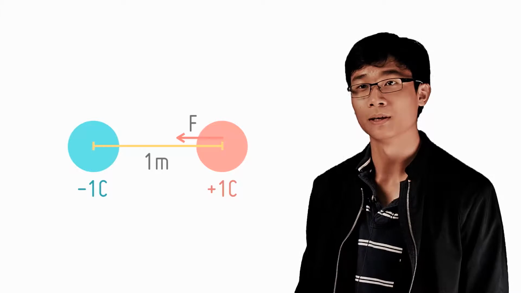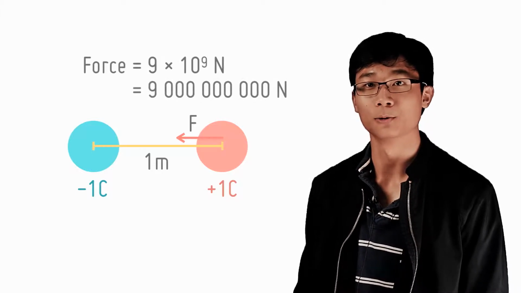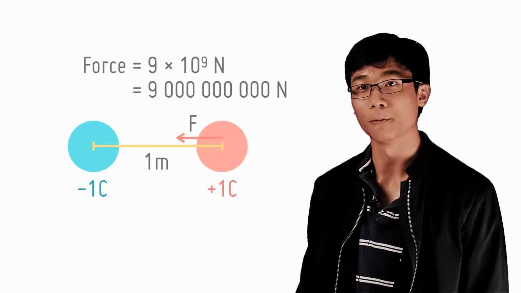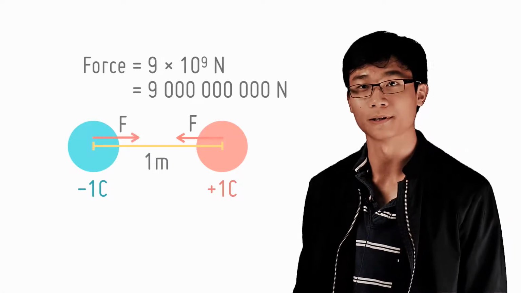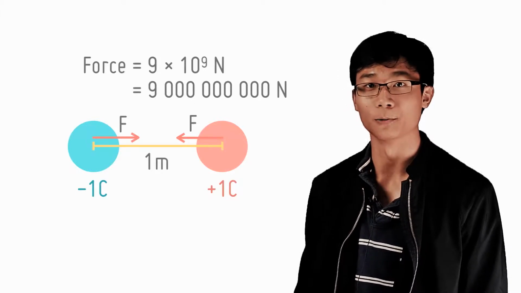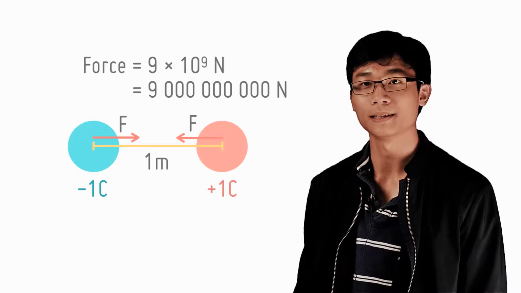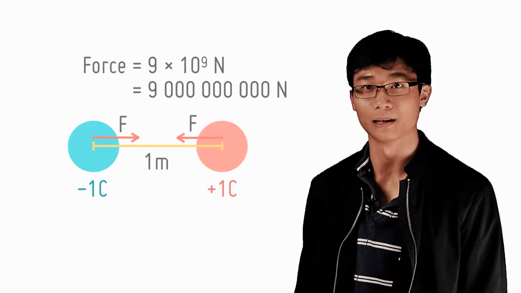Putting in the numbers, we see that the force is 9 times 10 to the 9 newtons towards the negative charge, equal to the weight of a 900 million kg mass on Earth. What about the force on the negative charge? It's also 9 billion newtons, but this time directed towards the positive charge. We can see that the forces are equal but opposite as a consequence of Newton's third law.